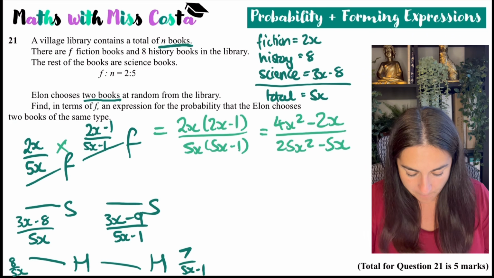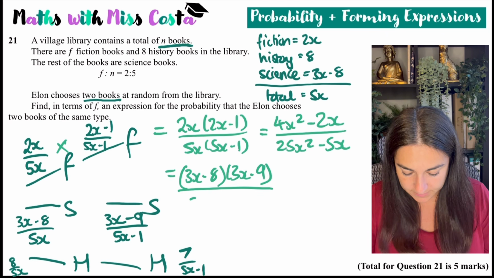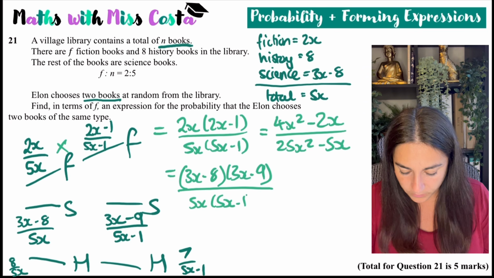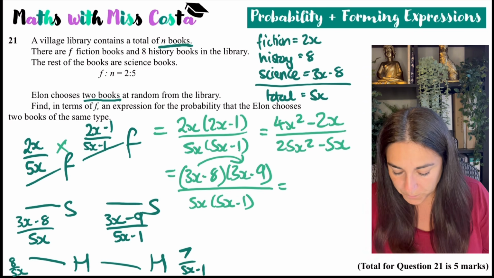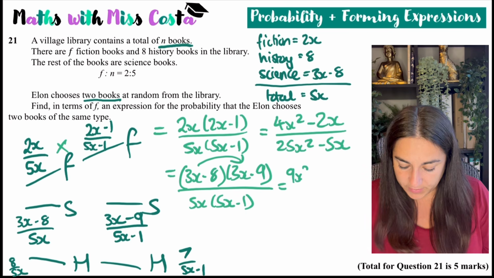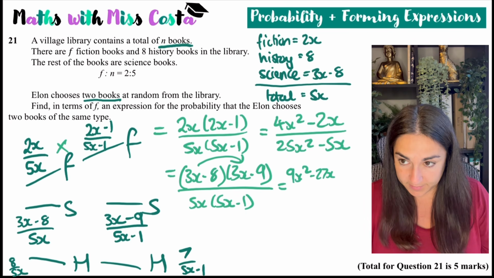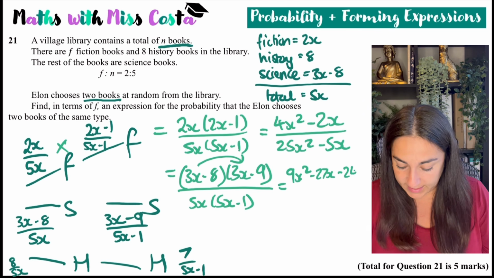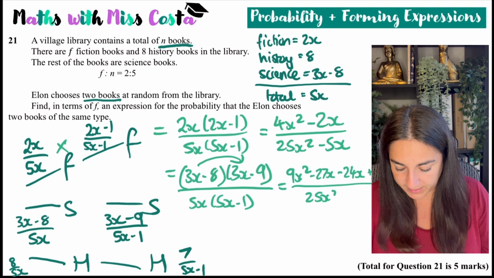Then we've got science, which would be 3x minus 8, 3x minus 9, 5x and 5x minus 1. So 3x times 3x is 9x squared. 3 times minus 9 is minus 27x. Minus 8 times 3x is minus 24x, and minus 8 times minus 9 is positive 72 over 25x squared minus 5x.